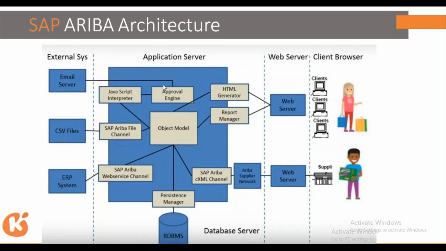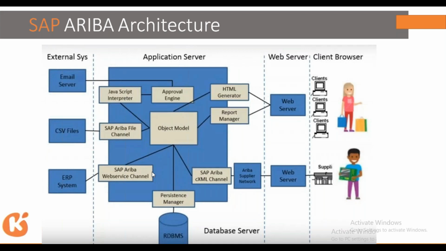If you see the third block, we have the application server. Basically this is the database design of SAP Ariba. In the application server we have the object model, and in the object model we have multiple objects. For example, report manager, SAP Ariba file channel, SAP Ariba web service channel, persistence manager, SAP Ariba CXML channel. Apart from this, a number of objects are available in the object model. Those objects are linked with the database server.